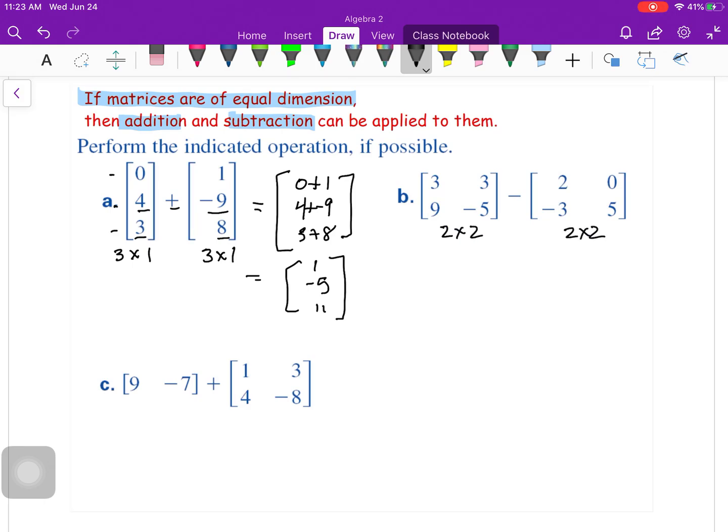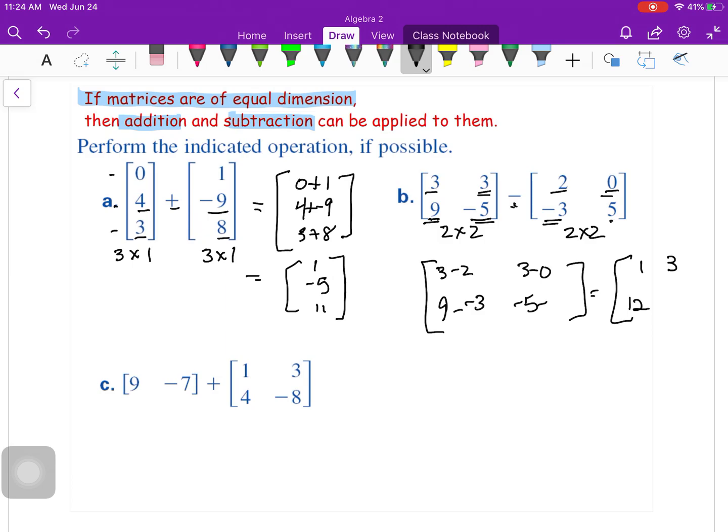In problem B, my matrices are a 2 by 2, and I'm subtracting a 2 by 2. So that should work. So row 1, column 1 minus row 1, column 1 is 3 minus 2, which is 1. Next, 3 minus 0, which is 3. In row 2, column 1, 9 minus negative 3 is 12. And last, negative 5 minus 5 is negative 10.